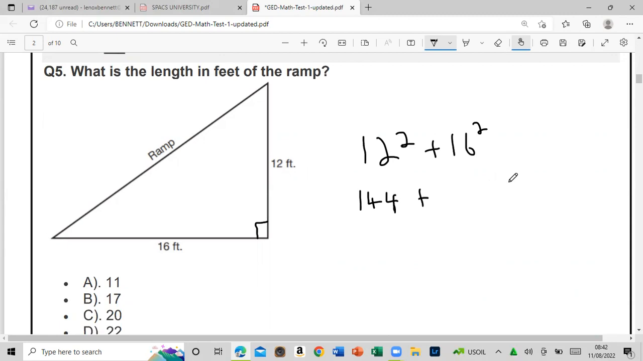So 16, 6, 26, 6, 1, 6. It's supposed to be 256. So we're going to sum this. 4 and 6, 10. 5 and 4, 9. 6 and 4, 10, and another 0 because we're going to carry the 1. And then that's 4. Alright, so we're going to find the square root of 400 as it's a square. So that will be 20. So that would be C.